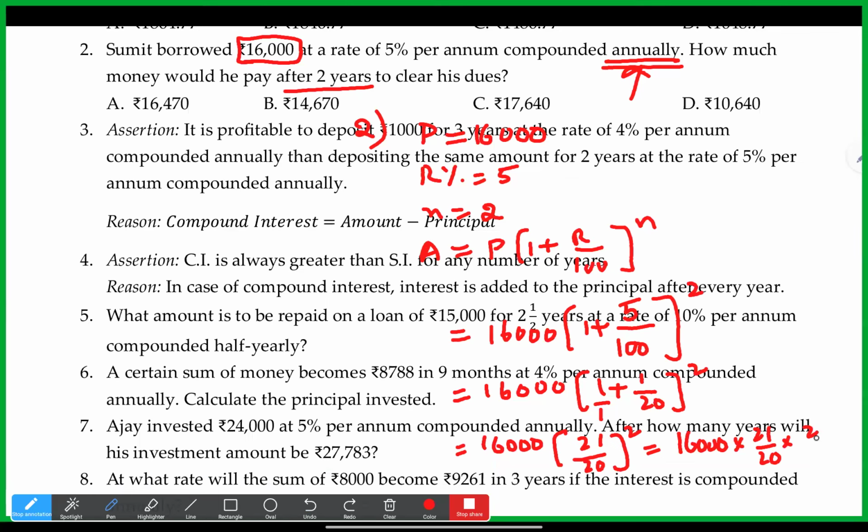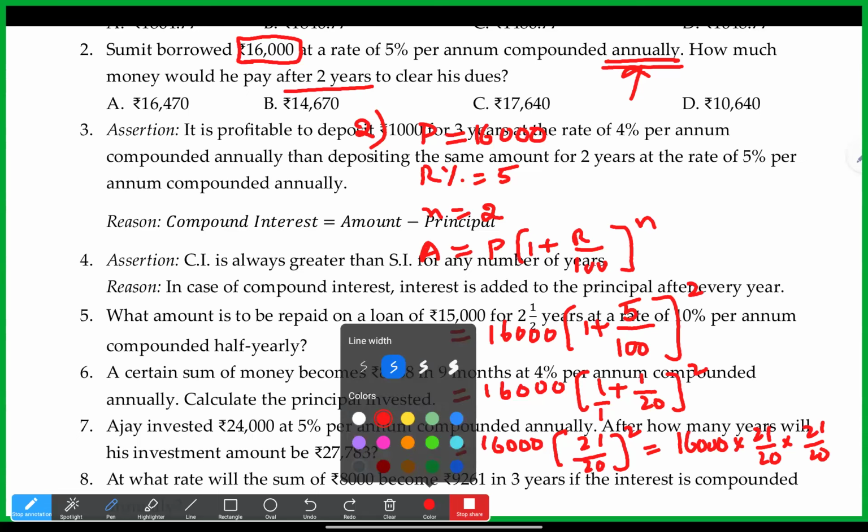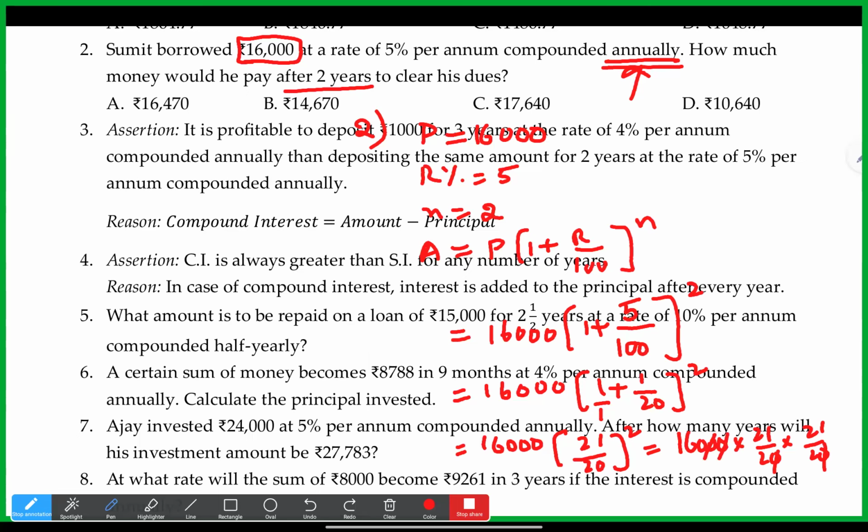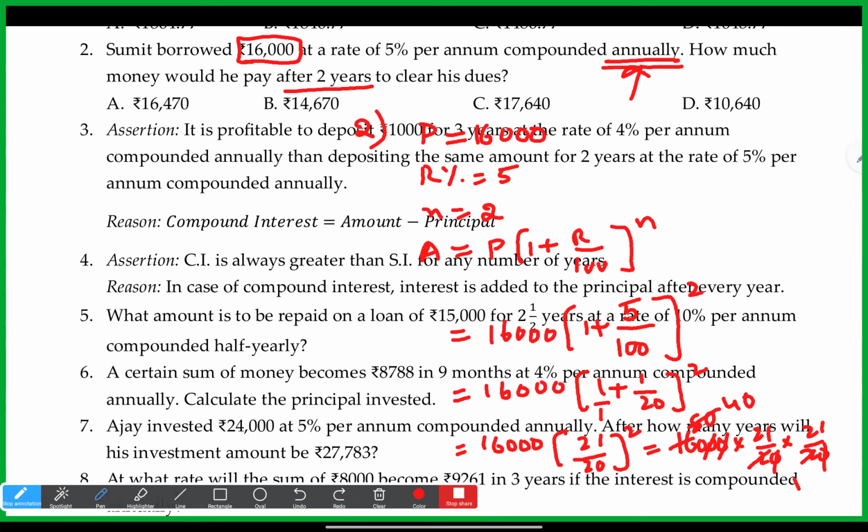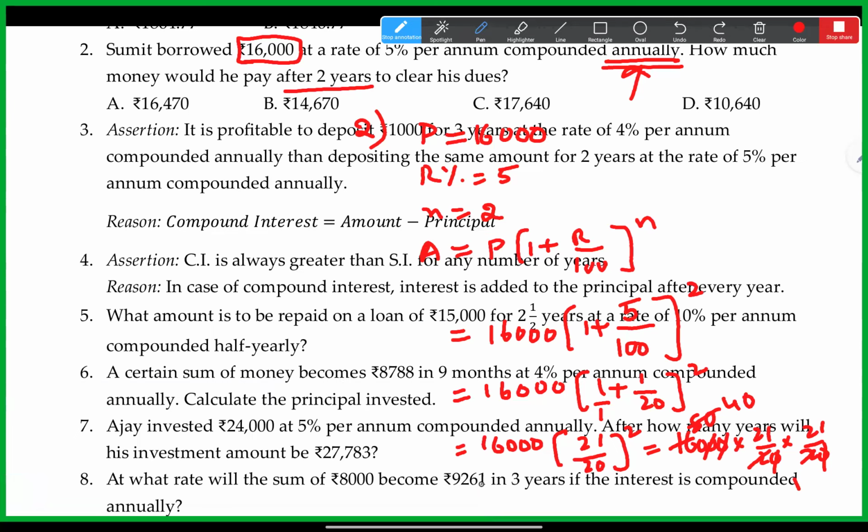Now you can do cancellations. Zeros will get cut. 2 ones are 2, 8 twenties are 160. Then one more 20 is there, here 2 ones are 2, 40 twenties are 800. So the answer is 21 into 21 into 40. That will be the amount. 21 into 21 is 441, into 40, which is 17,640 rupees.